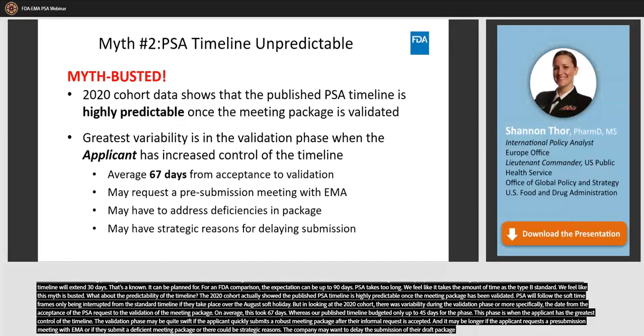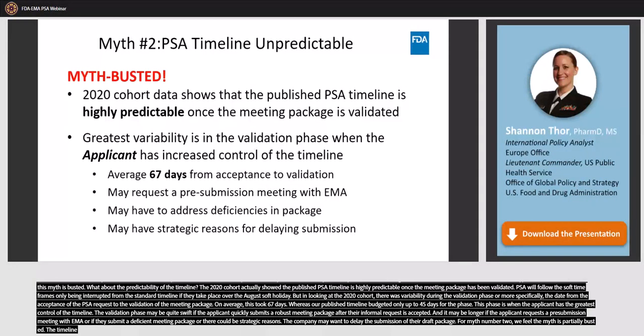So for myth number 2, we feel this myth is perhaps partially busted. The PSA timelines are predictable once the meeting package is validated. However, the applicant has a great deal of control over the length of the validation phase of PSA, and this is where there is the most variability in the timeline.